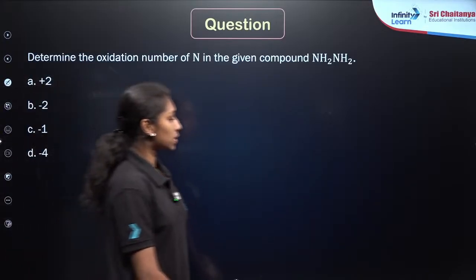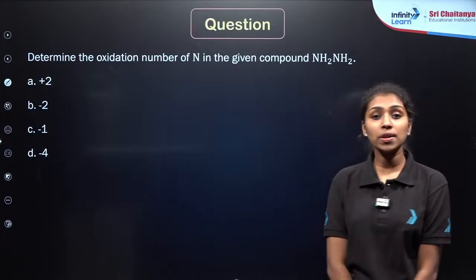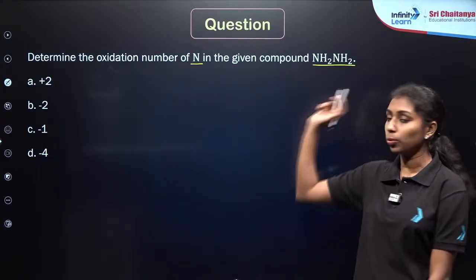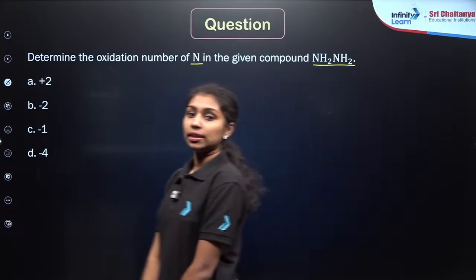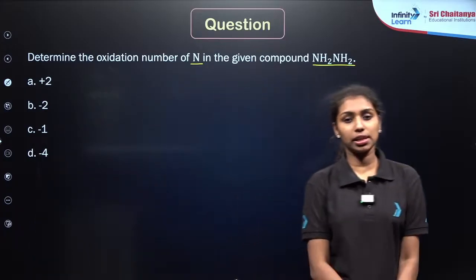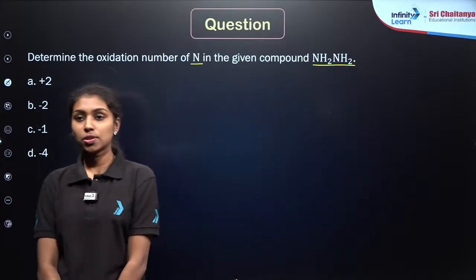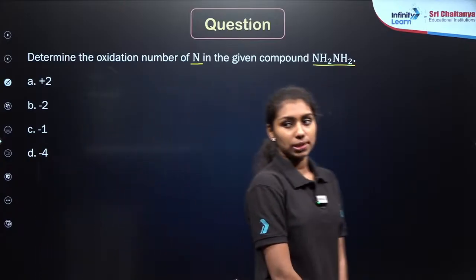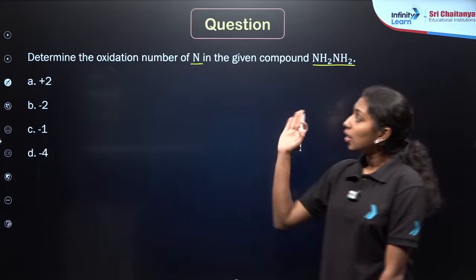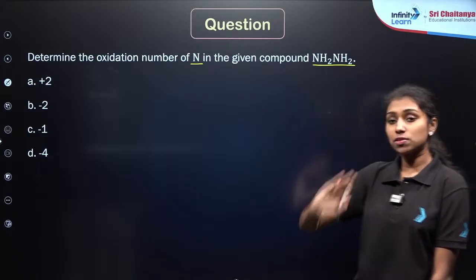Here is our next question. Read the question properly. The question is based on the oxidation number of nitrogen in the case of an NH2 compound. This is the second part we have studied in this chapter, that is about oxidation and reduction, how to find out the oxidation number for a particular compound or element. So based on that idea, you need to give the answer for this question. It is asking about the oxidation number of one nitrogen atom present in the compound NH2NH2.